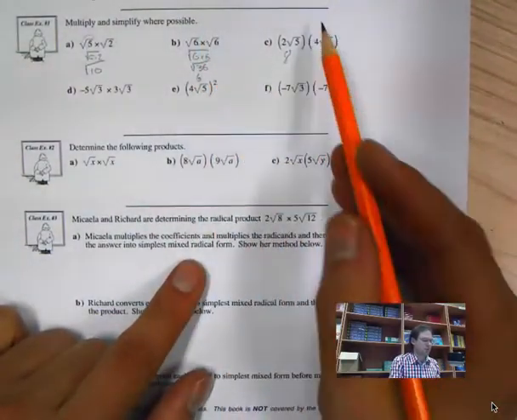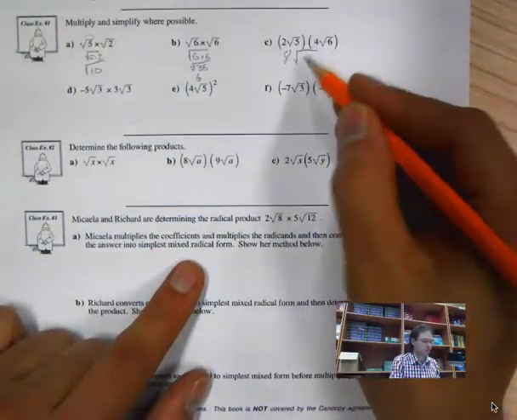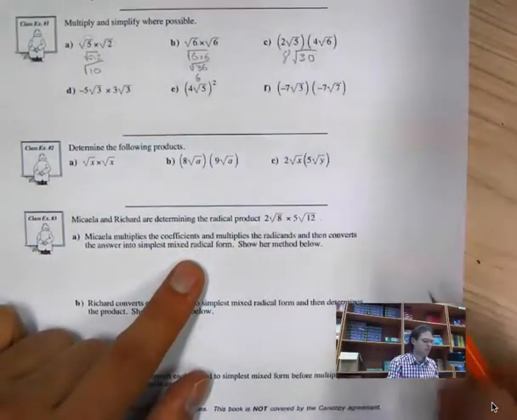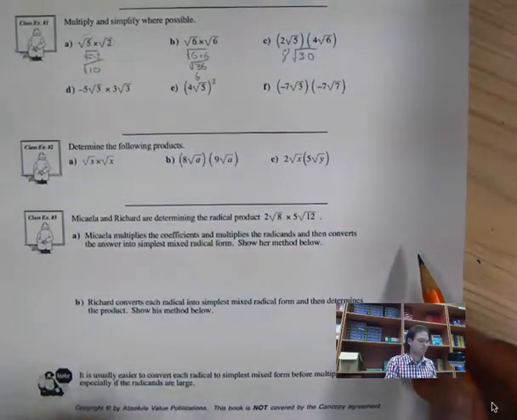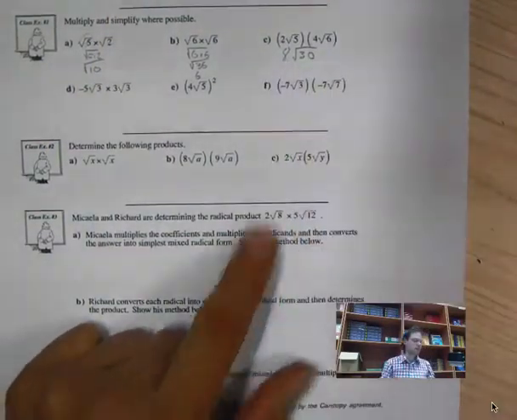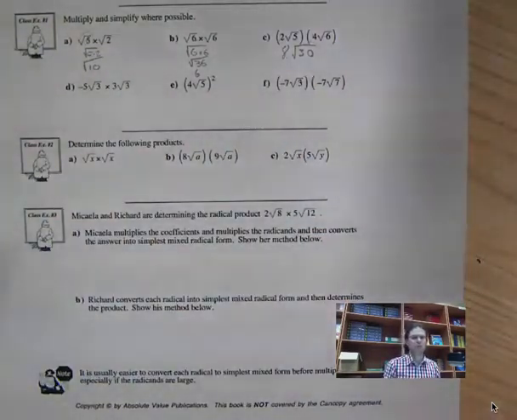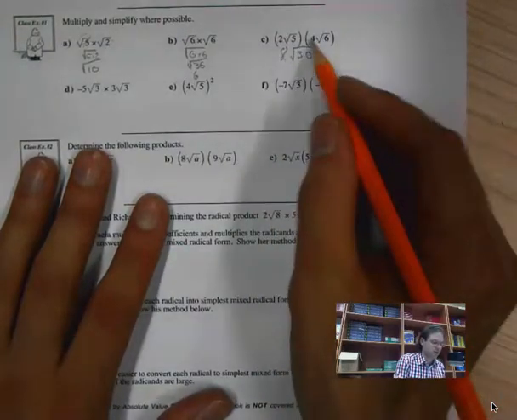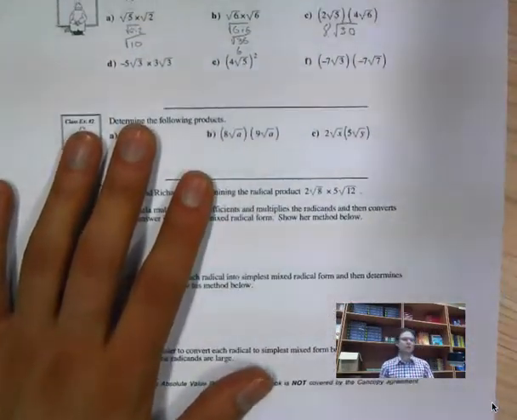Next step is we multiply radicand by radicand. What's 5 times 6? 30. It's in the radical, so it's the square root of 30. Okay? Now we put it into mixed if possible. Can this be put into mixed? Well, 30 is 6 times 5. No, there's no way this could be put into mixed, so that's just the same. Leave it like that.